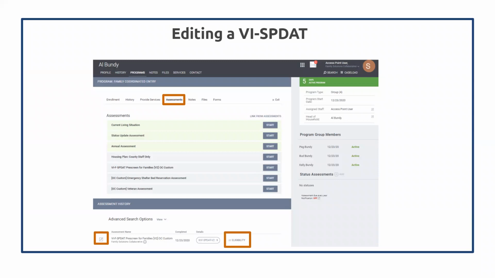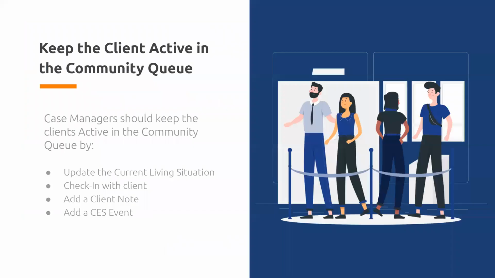From here, I can also send the client to the community queue by clicking the eligibility button. So once I click that eligibility button, the system will send me to the screen where I can see the score summary and refer the client to the community queue. So pretty much the screen that we saw in the previous slide.